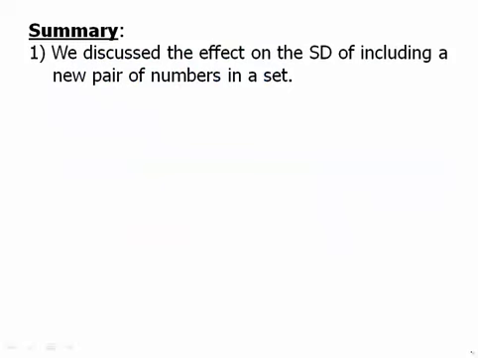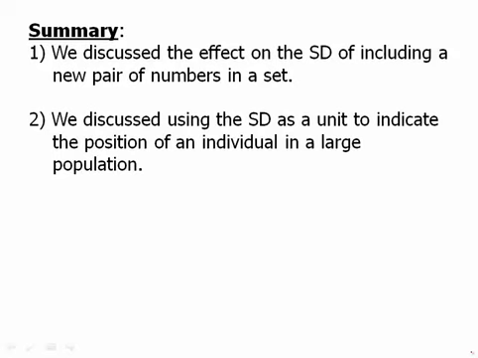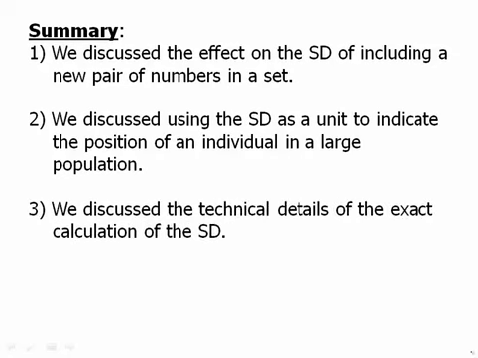In summary, we discussed the effect on the standard deviation of including a new pair of numbers in the set, and notice that we can talk about that most sensibly if we're adding 2 numbers that don't change the mean. We discussed using the standard deviation as a unit to indicate the position of an individual in a large population, talking about how many standard deviations above or below the mean. And we discussed the technical details of the exact calculation for the standard deviation.